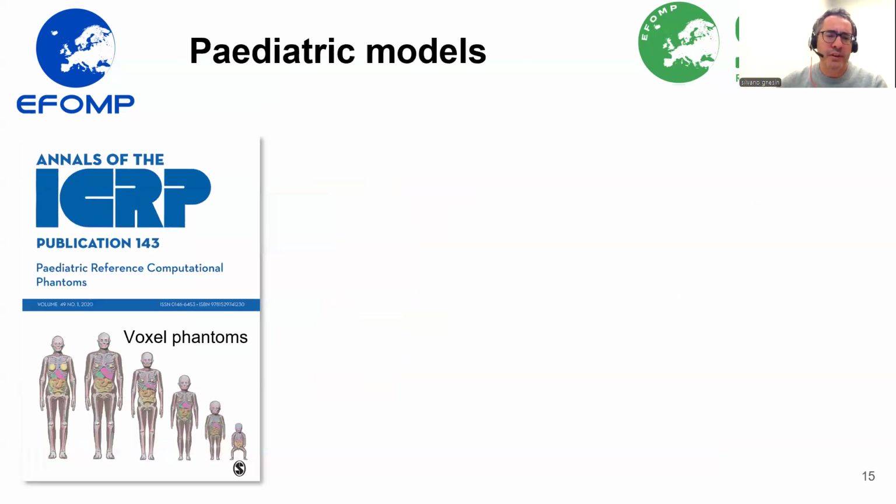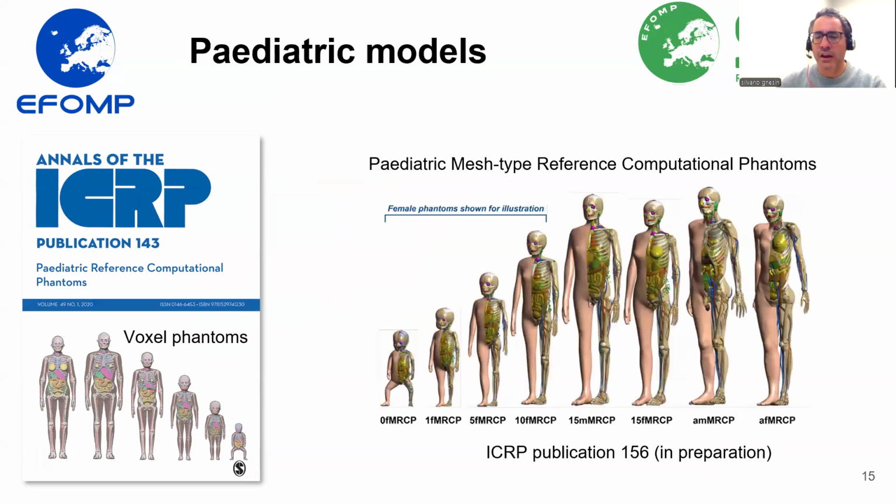Also, pediatric models have been developed not only for the reference adult male and female, but also for pediatrics. At present we have a voxel phantom for pediatrics of different ages. In the near future, there is the study of new pediatric mesh-type reference computational phantoms, as you can see here. So not only pediatrics, but also adults. They are coming soon in ICRP Publication 156, which is not yet published, but is in preparation.